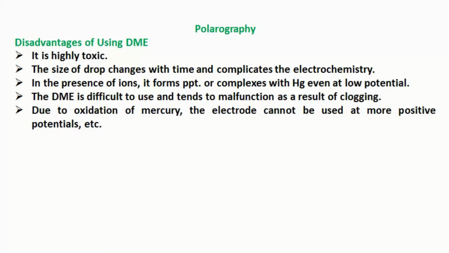Disadvantages of using DME. It is highly toxic. The size of the drop changes with time and complicates the electrochemistry. In the presence of certain ions, it forms precipitates or complexes with mercury even at low potential. The DME is difficult to use and tends to malfunction as a result of clogging. And finally, due to oxidation of mercury, the electrode cannot be used at more positive potentials, etc.